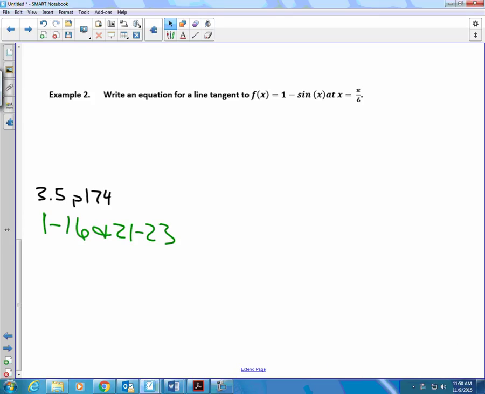Okay, so we're just going to do example 2, and then that'll take up our time for the day. Write an equation for a line tangent to f of x equals 1 minus sine of x at x equals pi over 6.